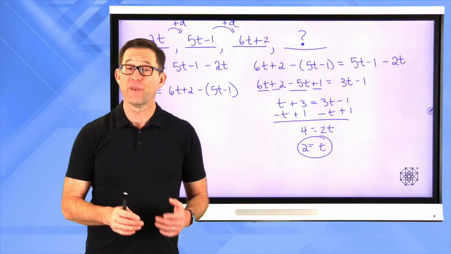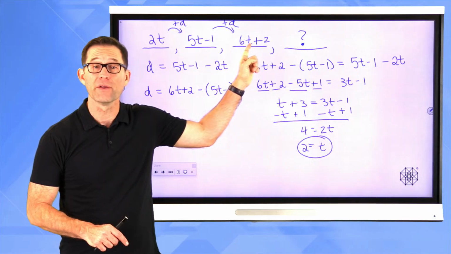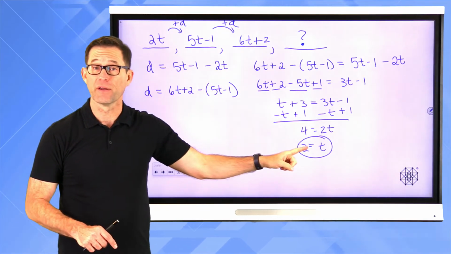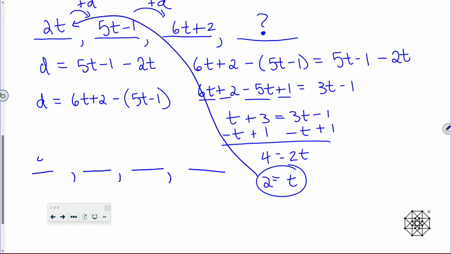But here's the great thing. Now I can take the value of 2 and I can actually generate the numerical values for the first 3 terms. Specifically, if I take my 2 and I substitute it into here, 2 times 2 is 4. If I substitute it into here, I have 5 times 2 minus 1, and that's going to be 9, right? 10 minus 1 is 9. Then if I substitute 2 into here, I'll have 6 times 2 plus 2. That's going to be 12 plus 2, which is 14.